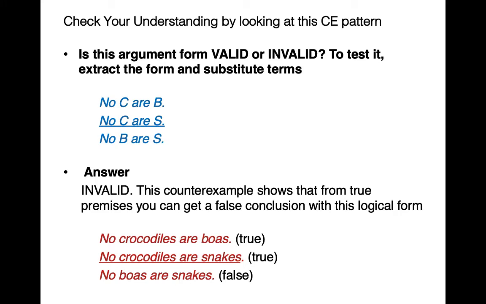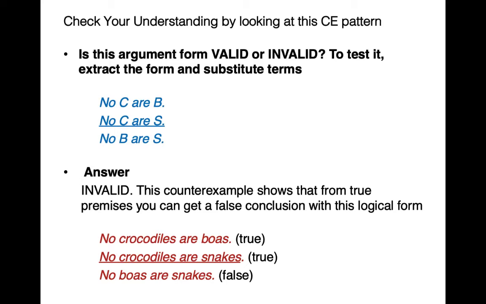Now, check your understanding by looking at this counterexample pattern. Is this argument form valid or invalid? To test it, extract the form and substitute terms. No C are B, no C are S, no B are S. Okay, so this is going to be invalid. Let me show you why. My counterexample shows that from true premises you can get a false conclusion with this logical form.